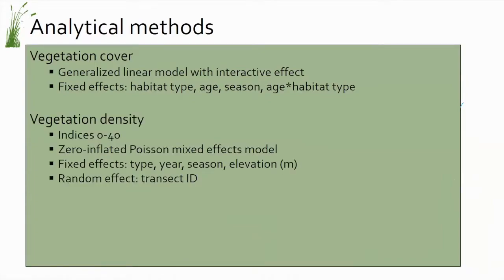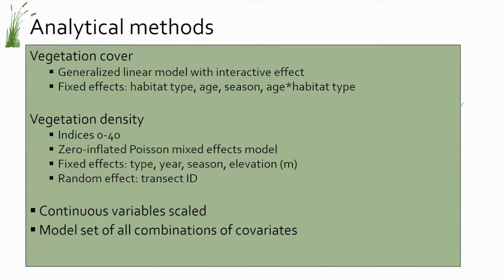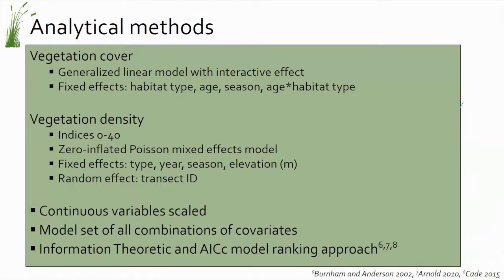And then to assess those indices that we collected on vegetation density, we used a zero inflated Poisson mixed effects model. And for this, we looked at type. So that was either the planted or natural. The year, which was collected in 16 or 17. Season, which in this case was actually either spring or summer. And elevation, as well as a random effect to account for spatial autocorrelation. And any continuous variables were scaled. We created a model set based on a combination of all of those covariates and an information theoretic and AICc model ranking approach to identify a top model.